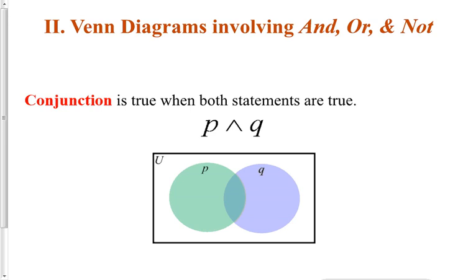Now on the Venn diagram, we represent the conjunction by the overlapping region of the two circles because it's this region on the Venn diagram where both statement P and statement Q exist at the same time. Or in other words, it's where both statements are true at the same time.